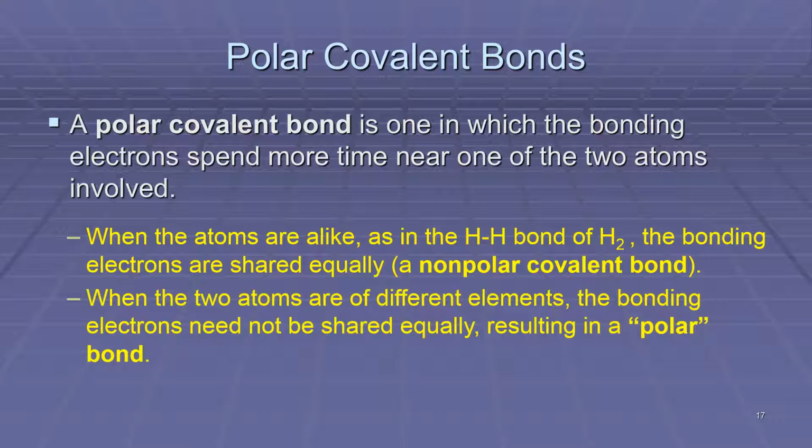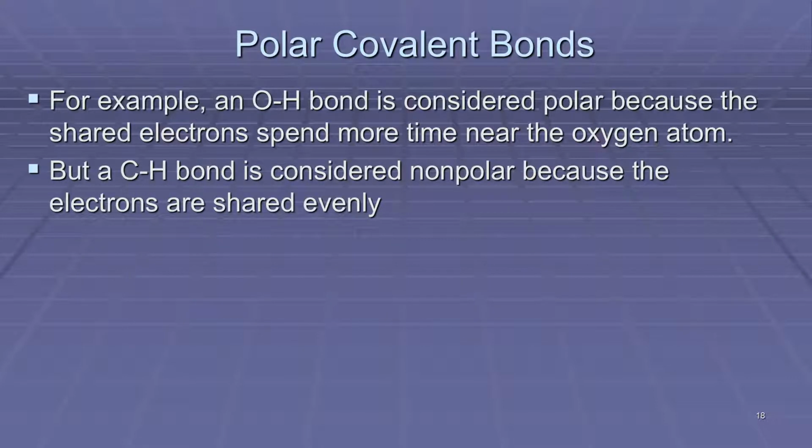However, if the 2 atoms are different elements, and the difference between how much they like electrons is different enough, then we have what's called a polar bond or a polar covalent bond. I think we'll see that in the next slide. Let's look at some examples.